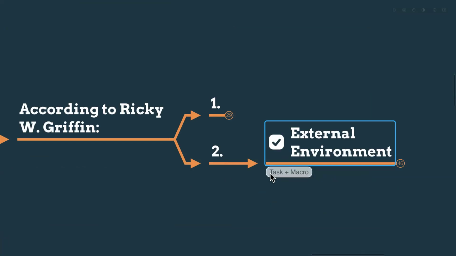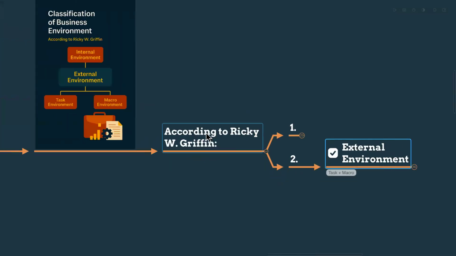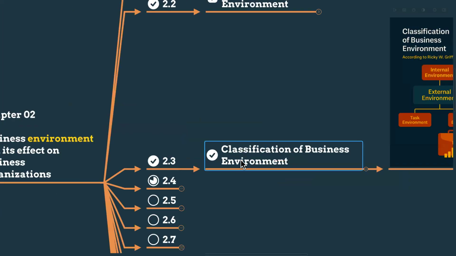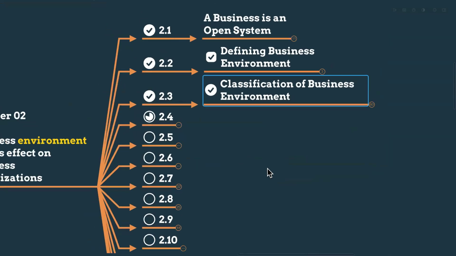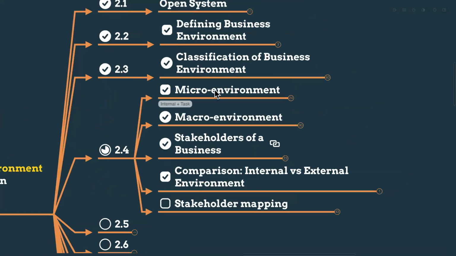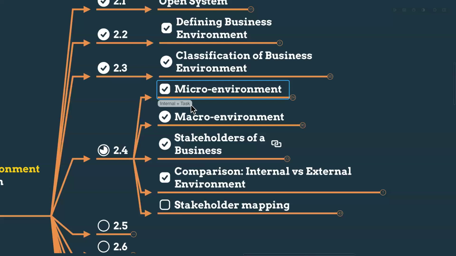The task environment consists of factors that, even if they are external, we are working with in a daily basis, like our customers, competitors, right? Those kinds of stuff. But the macro environment is like PESTLE: political, economical, social, cultural, technological, like that. So those classifications we have done, and after that we did a classification of microenvironment. So the word microenvironment belongs to the internal environment as well as the task environment.